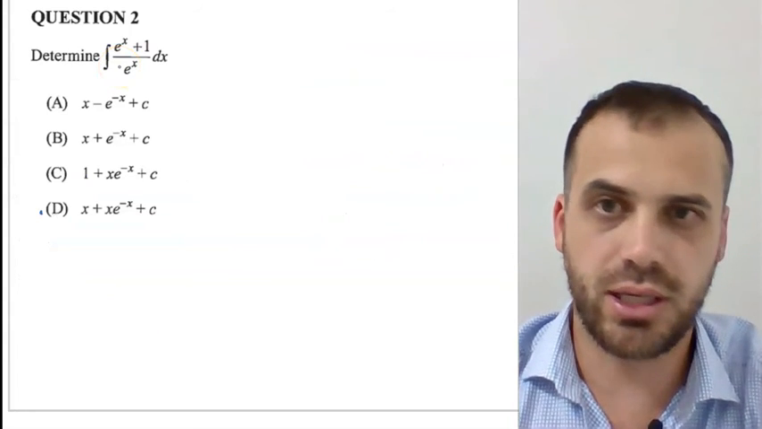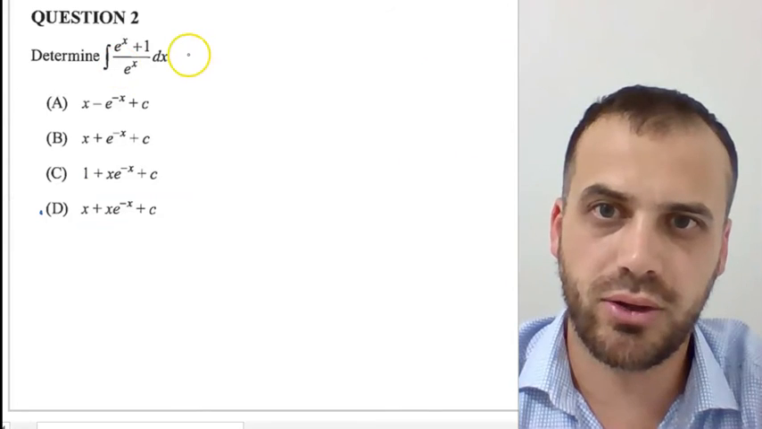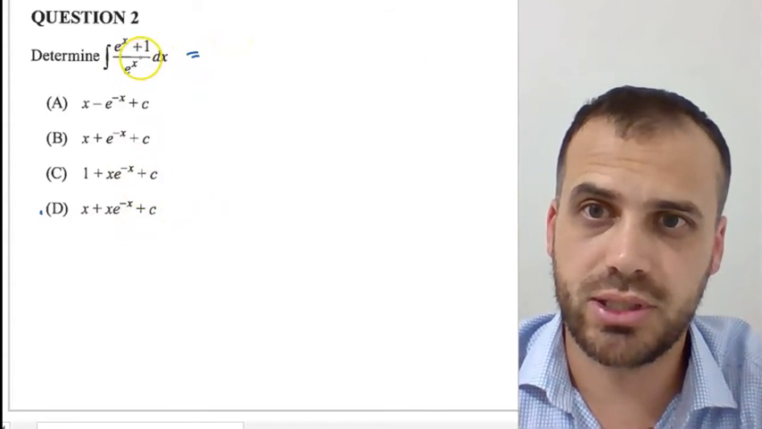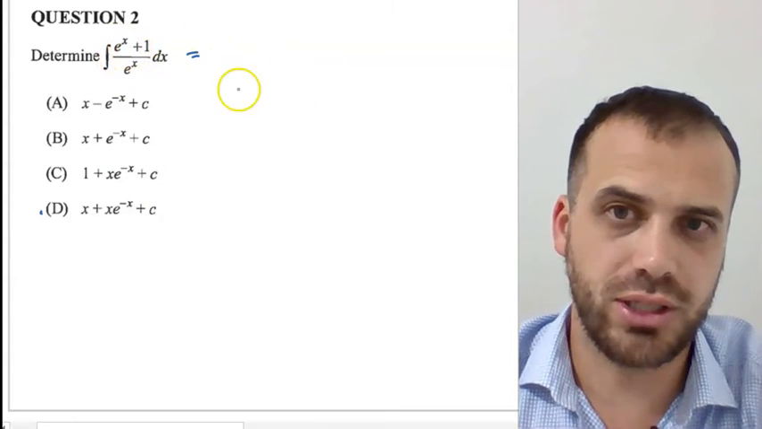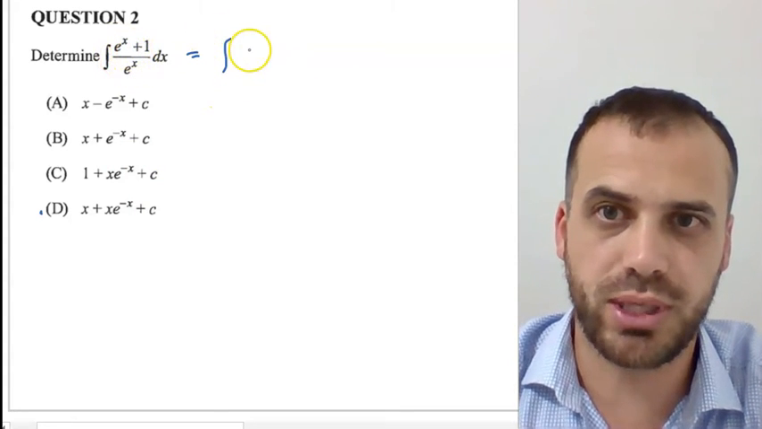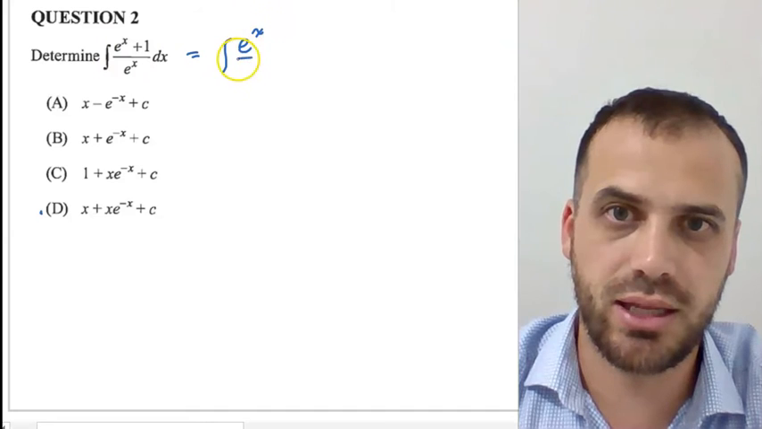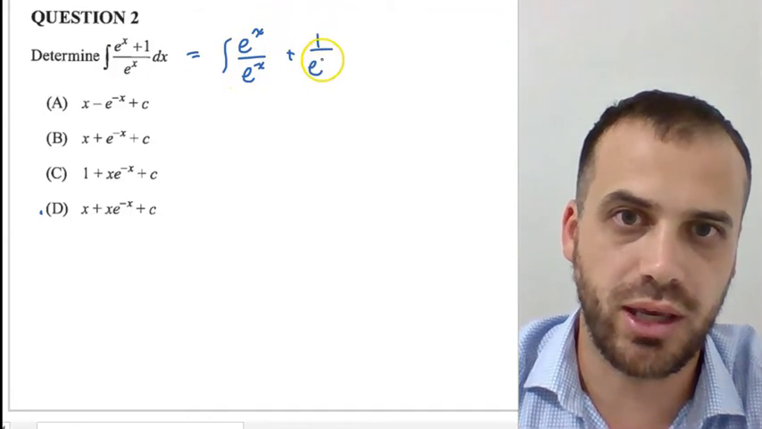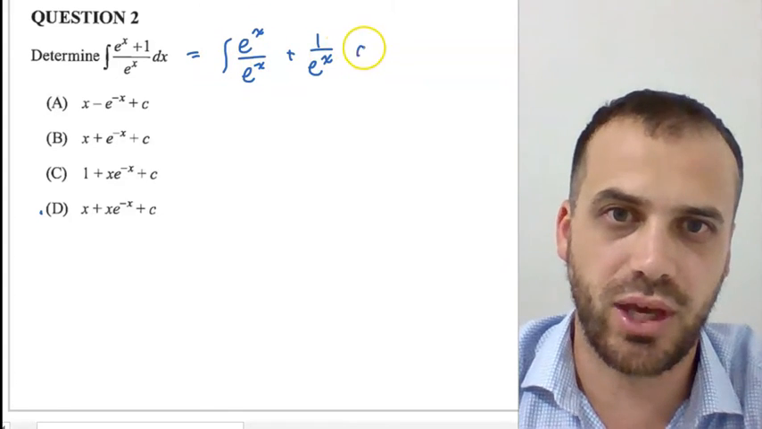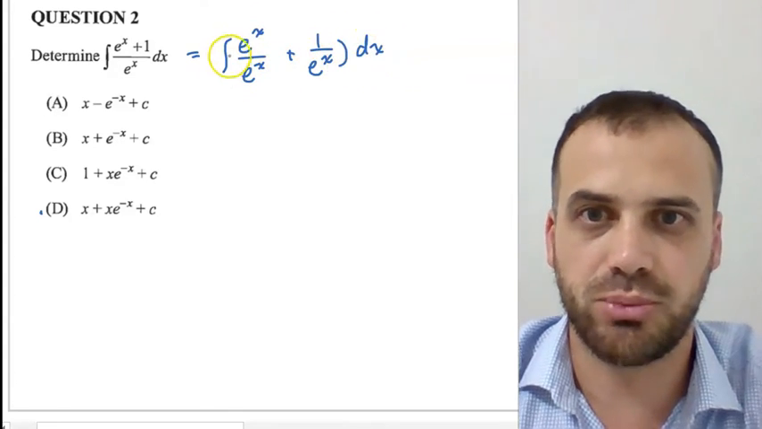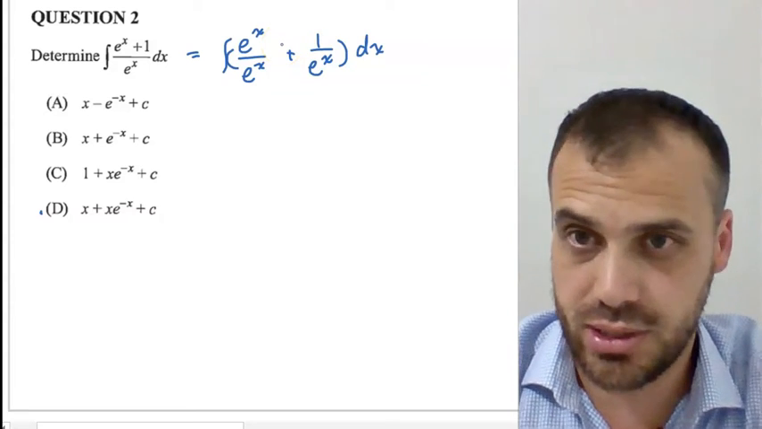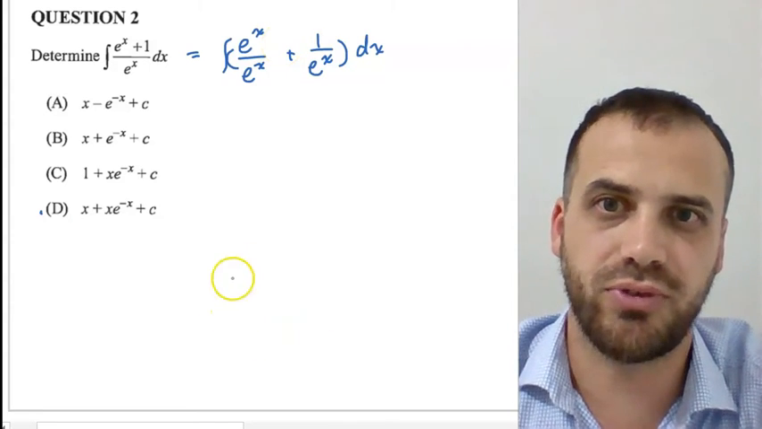Question 2 here, it's an integral question. Now the key, and a lot of people might not have realised this, is to split up this fraction into 2 components. So we can say that it's the same as e to the x over e to the x plus 1 over e to the x. And we're integrating all of that with respect to x. I should maybe put some brackets around it, but I'm not showing my working because this is multiple choice, so I need to do it fast.